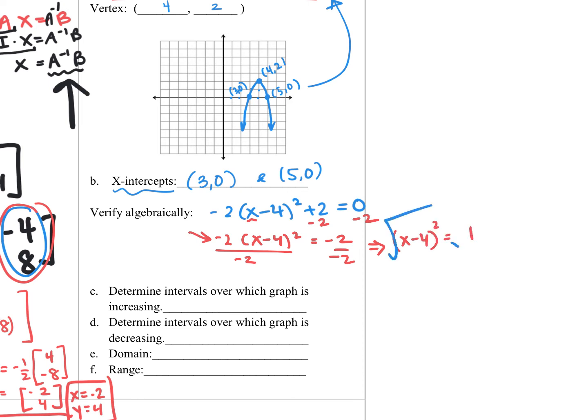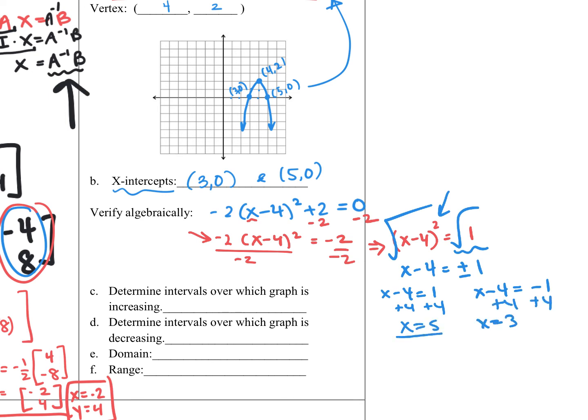You take the square root of both sides. When you do that, it will cancel that squaring, but we're going to get 2 roots here. It's both the plus and the minus 1. So we have that x minus 4 is equal to +1 and x minus 4 is equal to -1. If we solve this, add 4, we get x is equal to 5. Add 4, we get x equals 3, like we expected. So that's just showing algebraically that our graph was good.